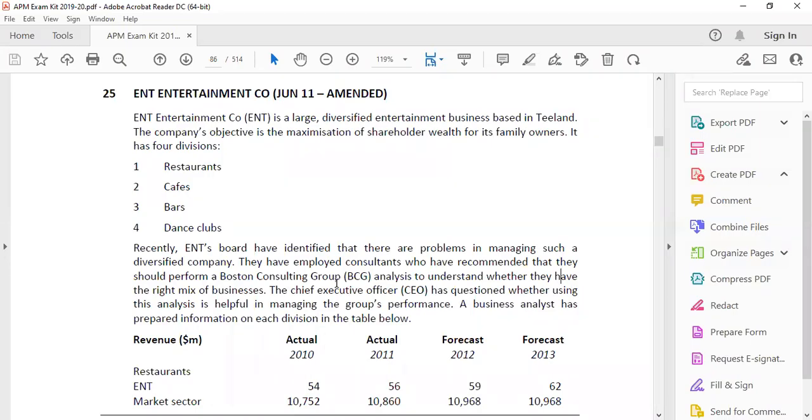E&T Entertainment Company is a large diversified entertainment business based in Thailand. The company's objective is the maximization of shareholder wealth for its family owners. It has 4 divisions: restaurants, cafes, bars, and dance clubs.